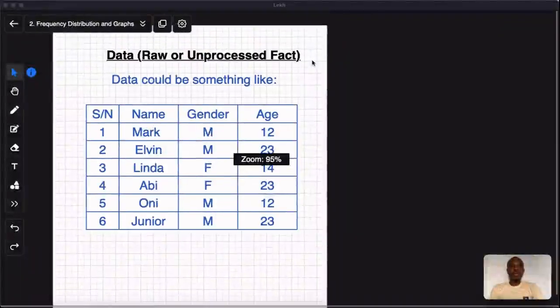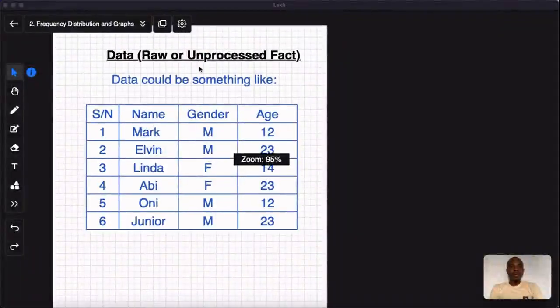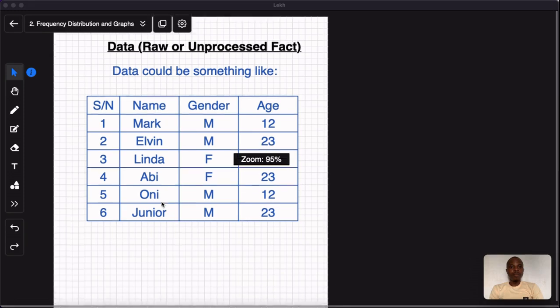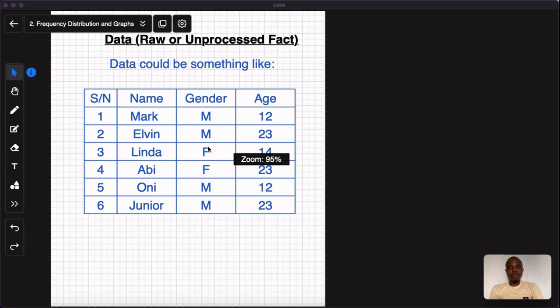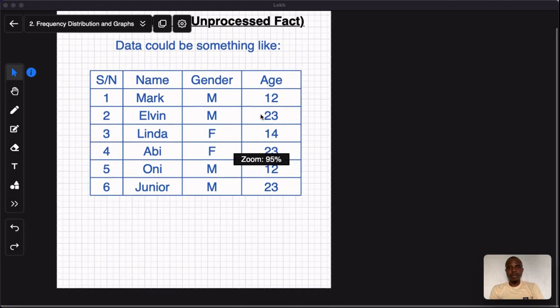Now let's look at our data. There are all unprocessed facts that could be something like what you have here. So a column for a variable. So the first variable being name: Mark, Elvin, Linda, and like that. And then gender: male, female, female, like that. And age: 12, 23, like that.